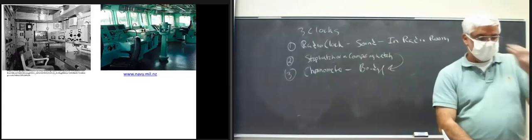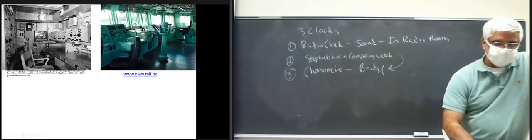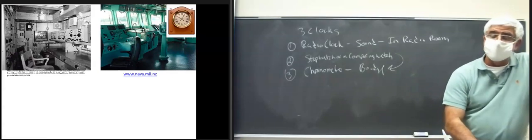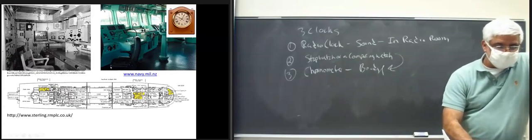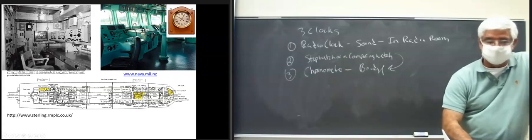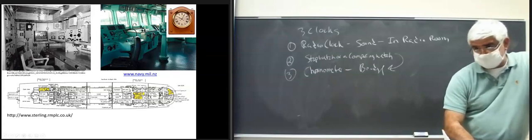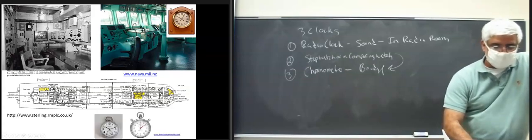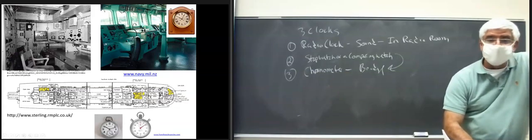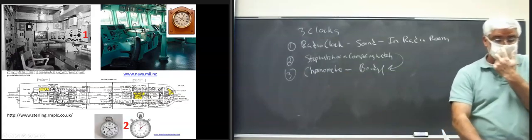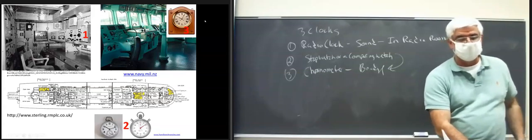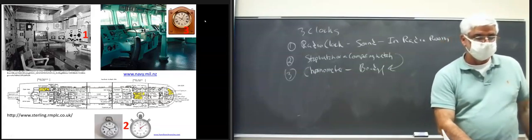Okay, so anyway, here you go. That's the radio room on the left. The green one is the bridge. And there's the chronometer on the bridge. And you have to walk. Here's the radio room on this ship, and there's the bridge up there. It's a long distance. So you would have this little thing to help you get from here to there. Okay, great. 1, 2, 3, those are the 3 timepieces we're talking about in this scenario.